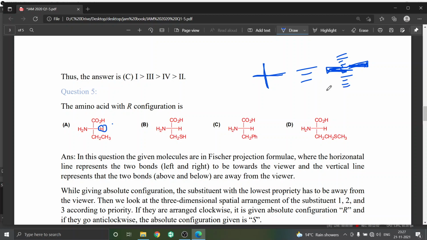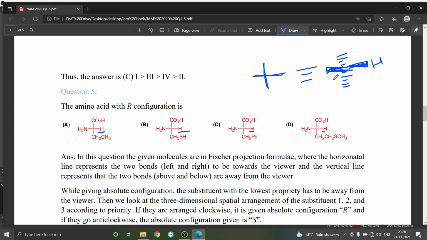Okay, so we'll see how it is. But the thing is, we have to see the three-dimensional spatial arrangement, and the lowest priority, that is hydrogen, should either be on top or bottom. It should be on the vertical line, and then whatever you are getting, that will be your answer. But here if you see, all the hydrogens are on the horizontal line. It is always on the horizontal line in all the four molecules. That means they are towards the viewer. So what we can do simply is, whatever priority I am getting, I will write the opposite of it, because it is towards the viewer, right?